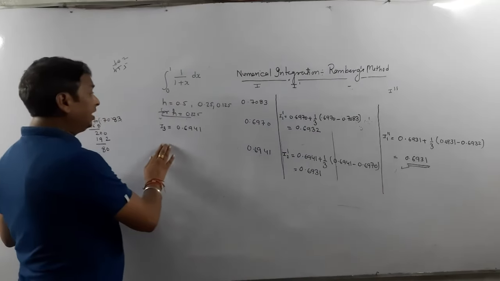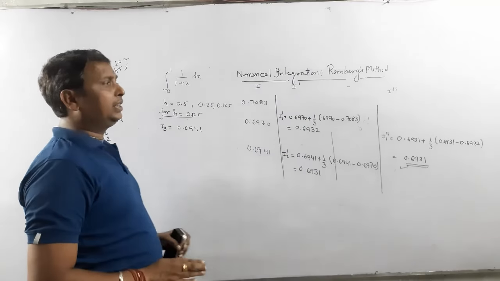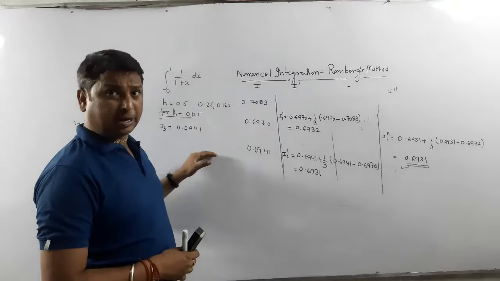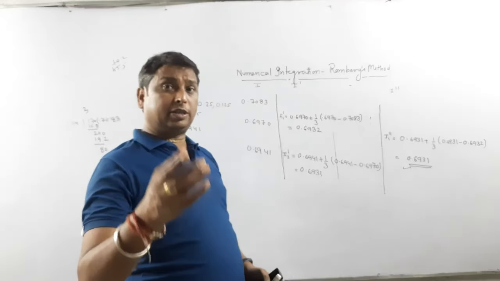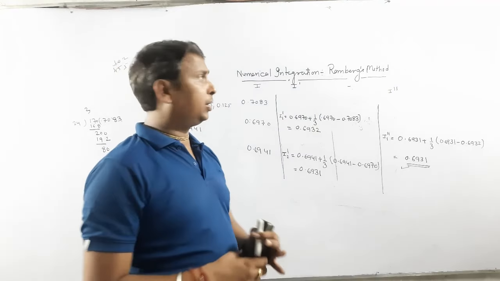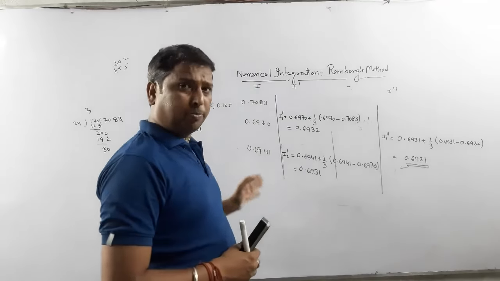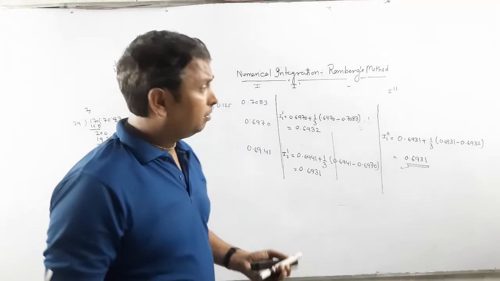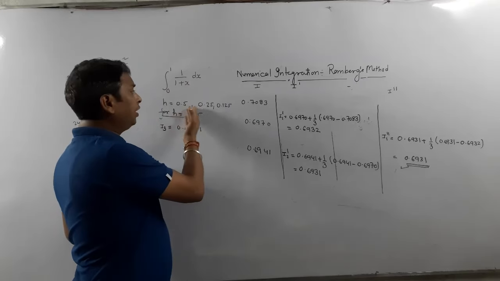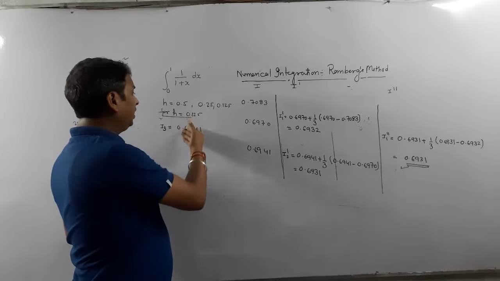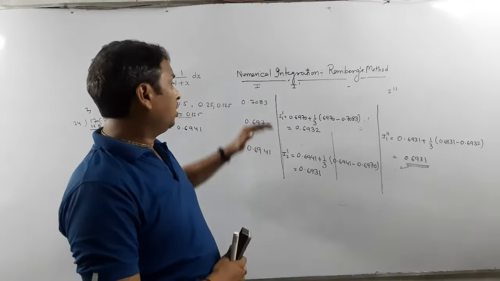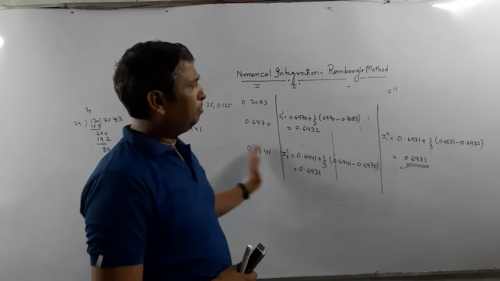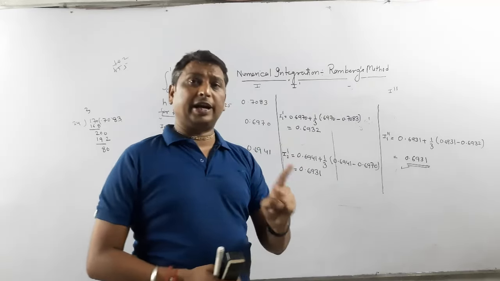It's a very easy process, just quite lengthy because you have to do three steps of the trapezoidal rule. Suppose someone asks you to use Simpson's 1 by 3rd. No matter, you can use Simpson's 1 by 3rd also. How? Same, take the h values and calculate the integral value using Simpson's 1 by 3rd rule. Once you calculate the values, make the table, and in the last you will get the answer.